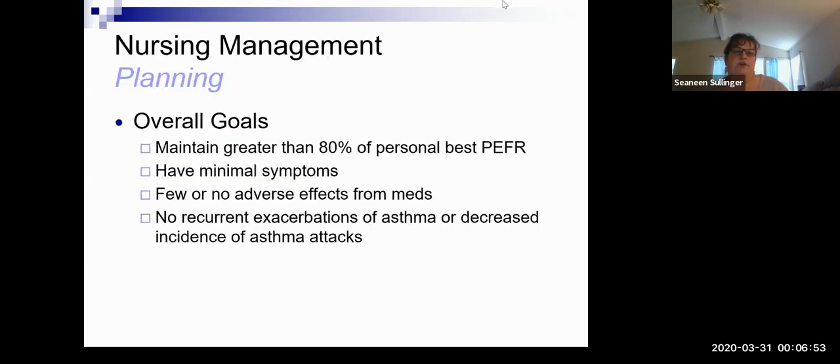And then planning, looking at your overall goals. You want to maintain greater than 80% of your pulmonary function tests, and hopefully have minimal symptoms, not very frequently, no effects from medications, and not have recurrent exacerbations, or you want to see a decreased incidence of the asthma attacks. I think it's really important.